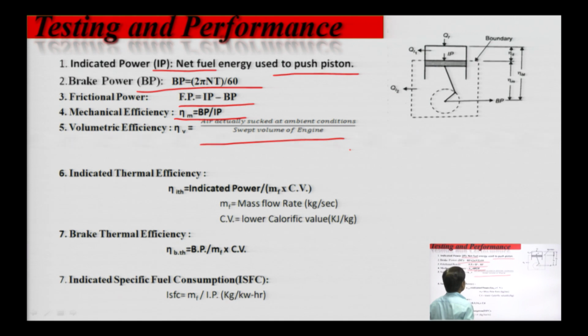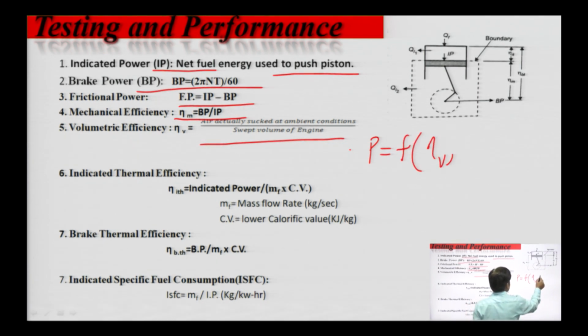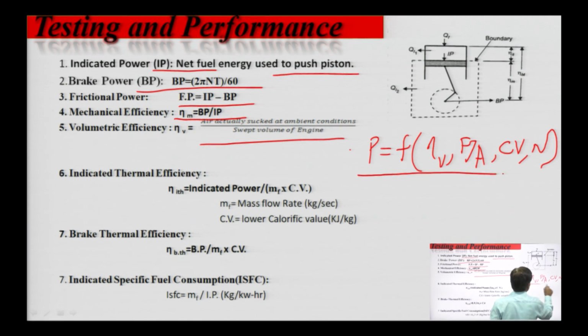Volumetric efficiency is the breathing ability of the engine, because the power developed by the engine is a function of many parameters: fuel air ratio, volumetric efficiency, the calorific value of the fuel used, and engine RPM. There are a number of variables on which the actual power developed by the IC engine depends. So, we have to evaluate these parameters to declare the value of power output or efficiency of the engine.